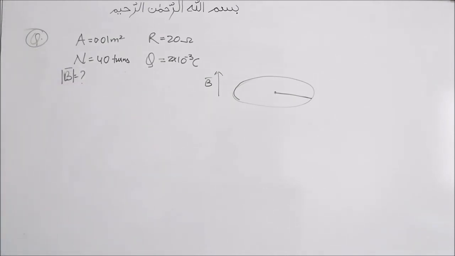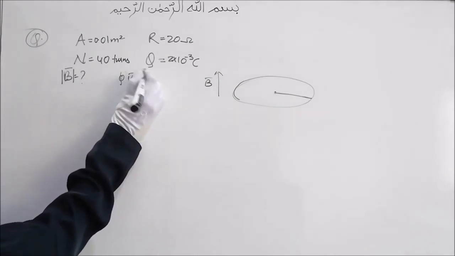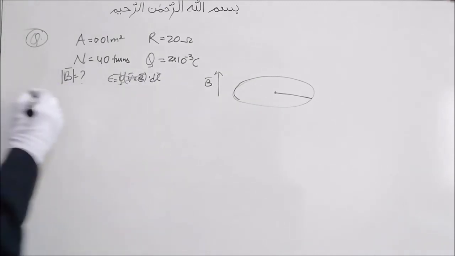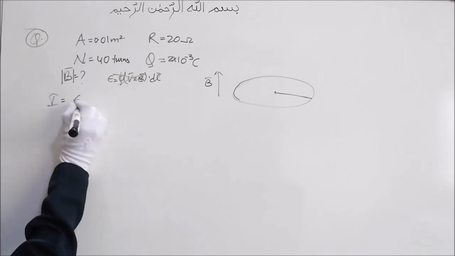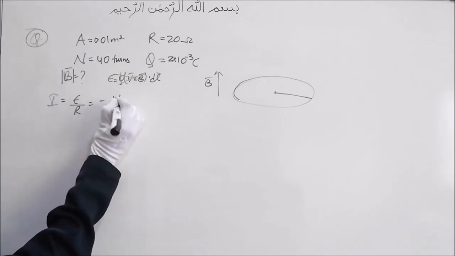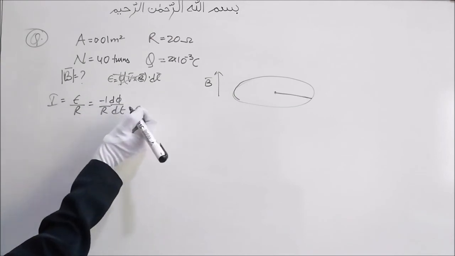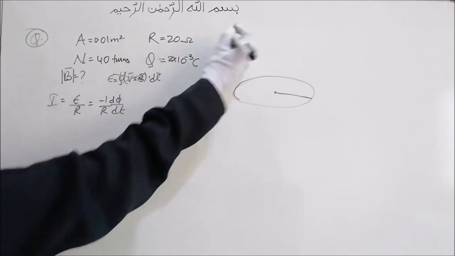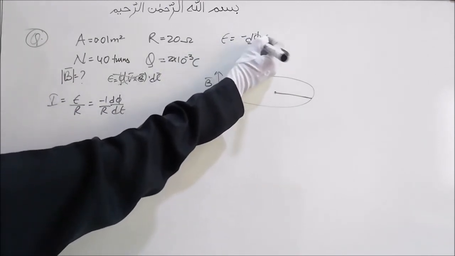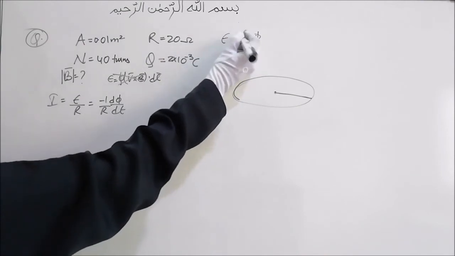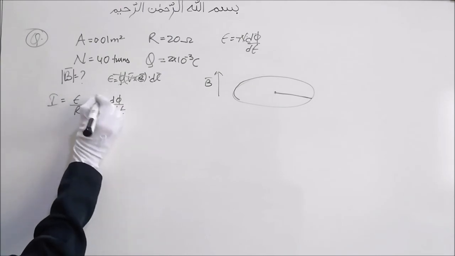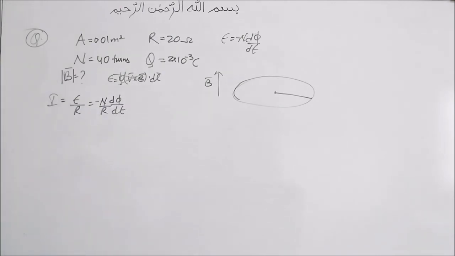Here it has not given us any information about the velocity, so we can forget this formula B bar cross B bar dot dl bar. Now we know current I is equal to EMF divided by R. EMF is minus d phi by dt, but since there are n number of turns, it becomes minus n into d phi by dt. So we will have here minus n by R d phi by dt.